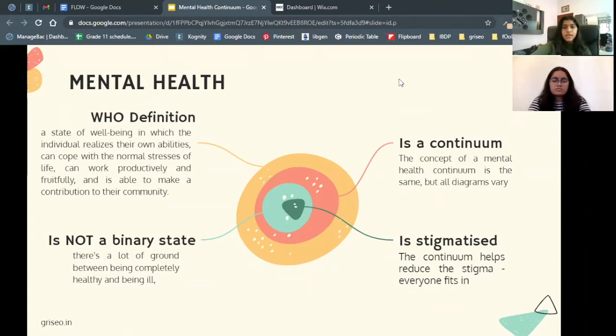Mental health affects how we think, feel, and act. It also helps determine how we handle stress, relate to others, and make choices. Mental health is important at every stage of life, from childhood and adolescence through adulthood.